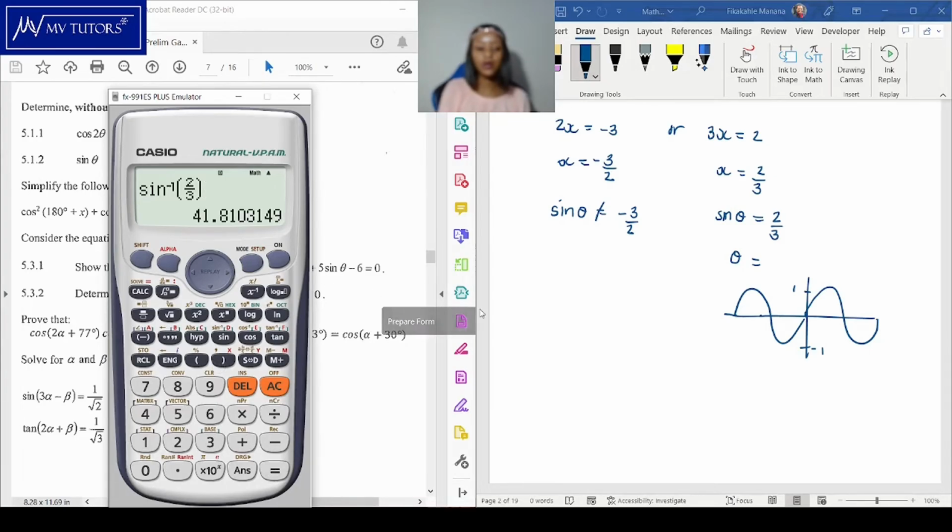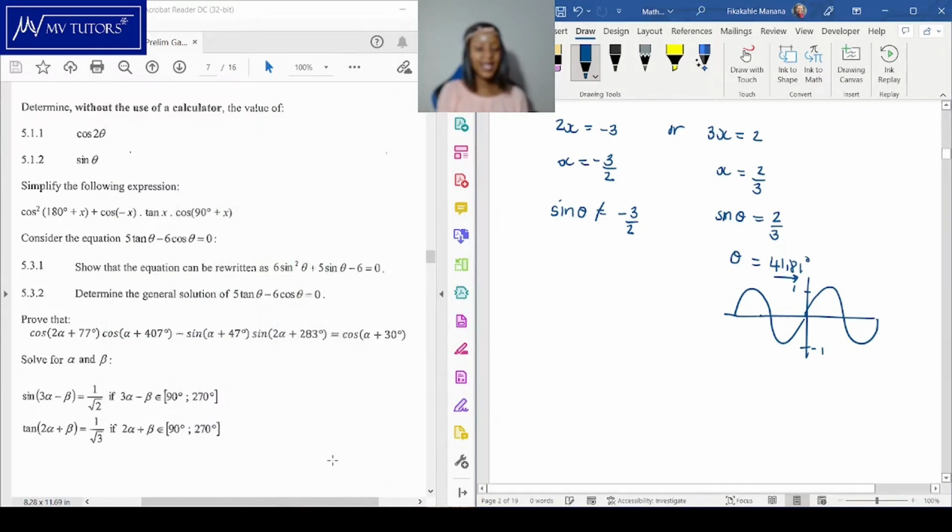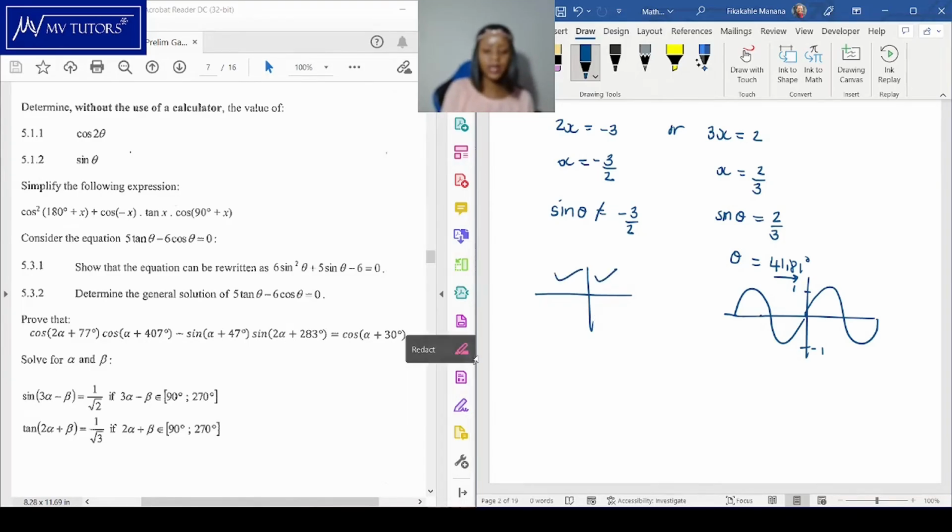And we get 41,81 degrees. Okay, so we have our reference angle. Now we have a look. Where is sine positive? Sine is positive in the first and the second quadrant, right? So this is where we now get our general solution.